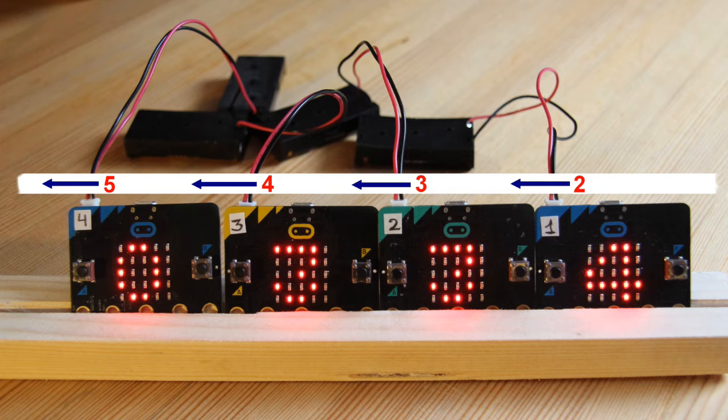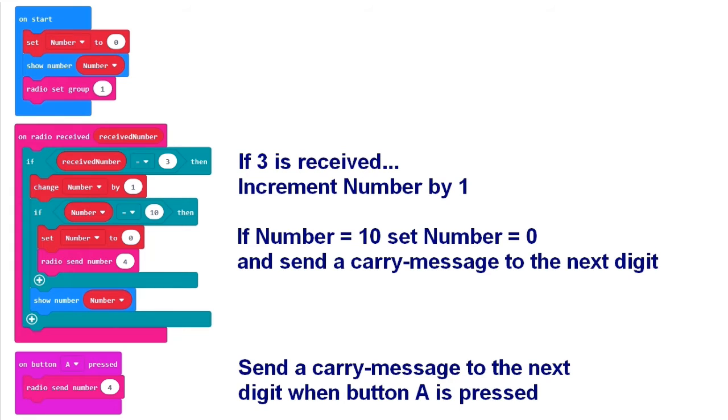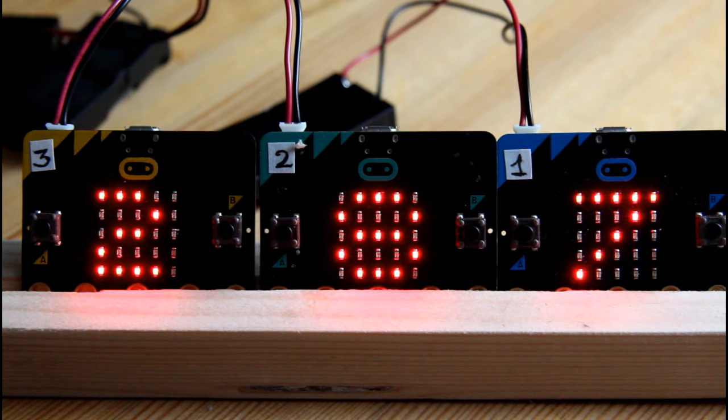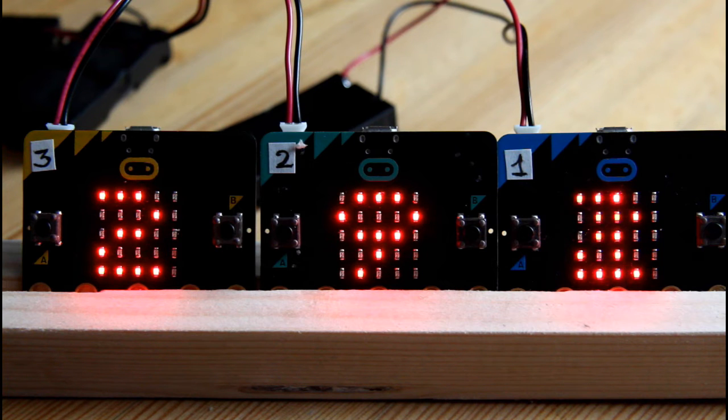In the same way, microbit number 2 sends the digit 3 as a message of a carry, and it is only processed by microbit number 3. So the program for microbit number 3 is just like the previous one, but it must have new values for transferring the carry. A counter with 3 microbits now looks like this.